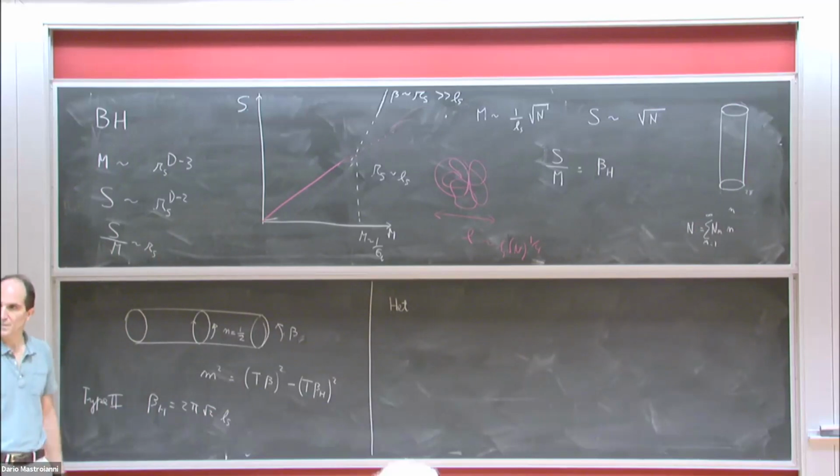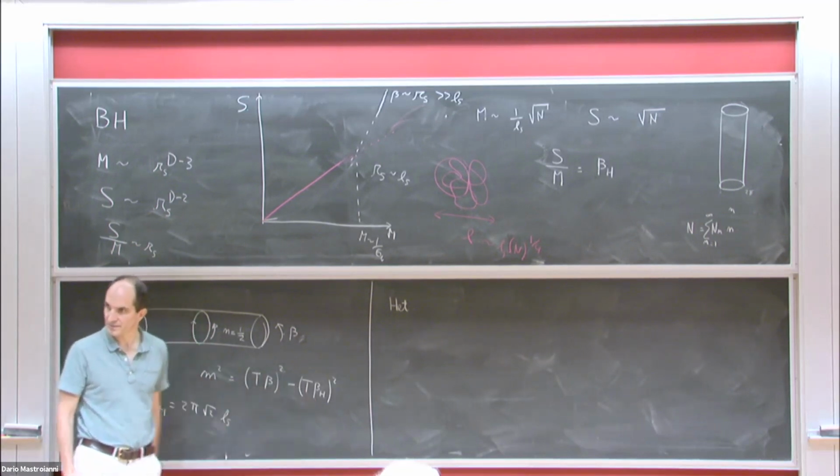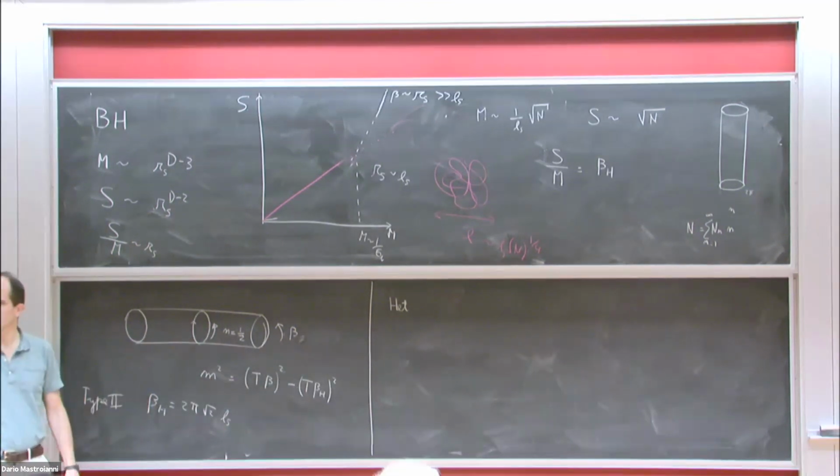I'm sorry to interrupt you. So T beta H is just a number, right? T is the tension. Yeah, well, there's a 1 over alpha prime here. Right. And is that like in the bosonic string, is that the same as what the mass of the tachyon would have been? Yes. Yes.